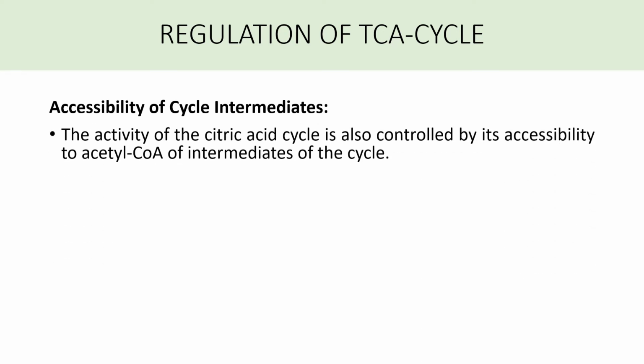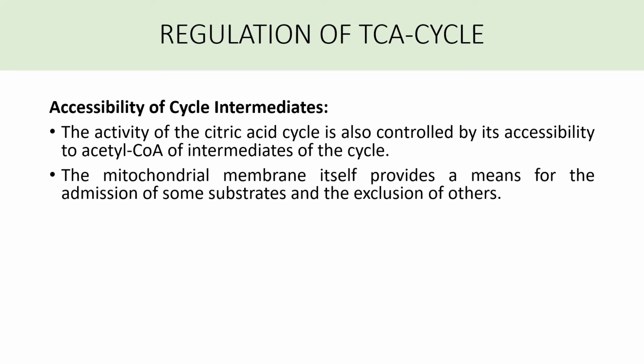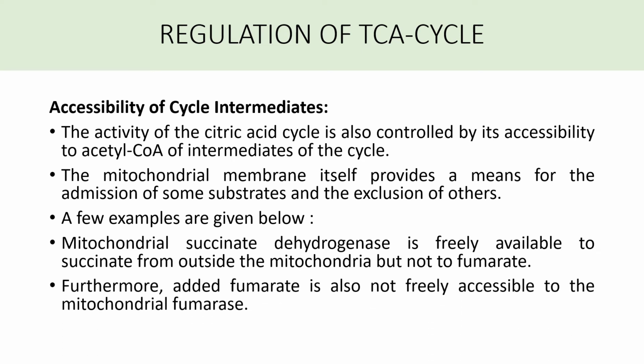Accessibility of cyclic intermediates. The activity of citric acid cycle is also controlled by its accessibility to acetyl coenzyme A or intermediates of the cycle. The mitochondrial membrane itself provides a means for the admission of some substrates to the exclusion of others. A few examples are given. Like mitochondrial succinate dehydrogenase is freely available to succinate from outside the mitochondria but not to fumarate. Furthermore, added fumarate is also not freely accessible to mitochondrial fumarase.